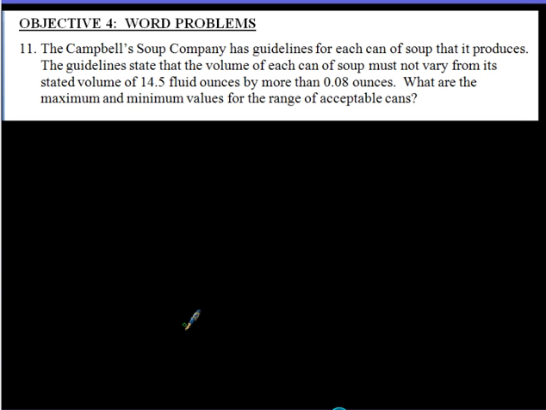Okay, so it doesn't say write an inequality, absolute value inequality, or an absolute value equality. But it's not asking for the range of values, it's asking for the maximum and the minimum. So I'm looking for two values, not a range of values. That means I have an equality. It's going to be an absolute value.